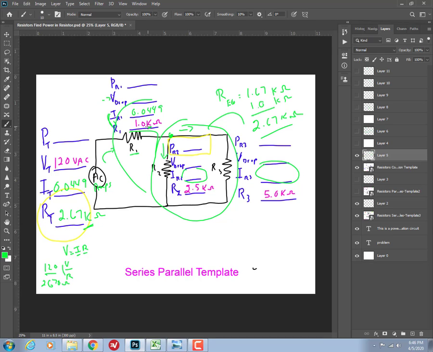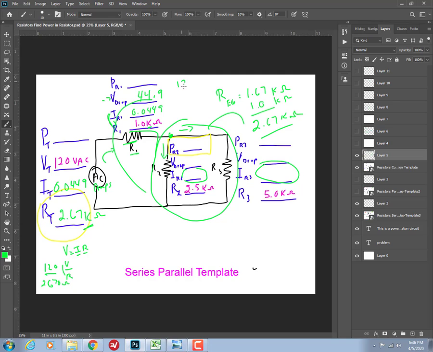So I is 0.0449 times 1,000. Okay, and that gives us a voltage drop of 44.9. Okay, now we have 44.9 volt drop across this resistor. So whatever's left is going to go over to these resistors.